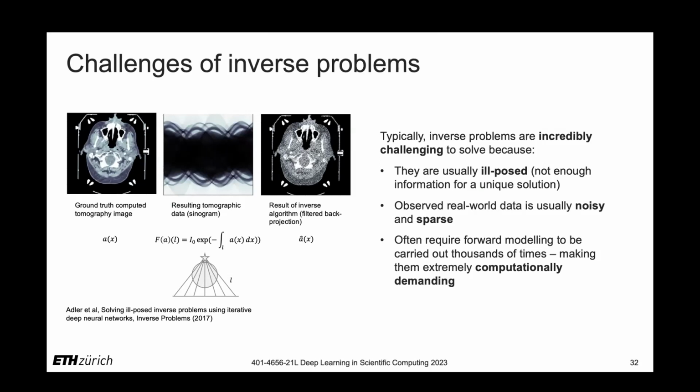So for example, if you take MRI imaging, this is computed tomography, so X-ray computed tomography. And what we want to do here is get an image of whatever we're sticking under the X-ray machine. So for example, a slice of a brain here.